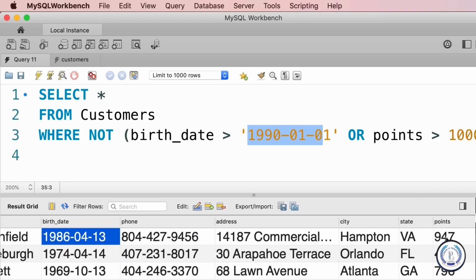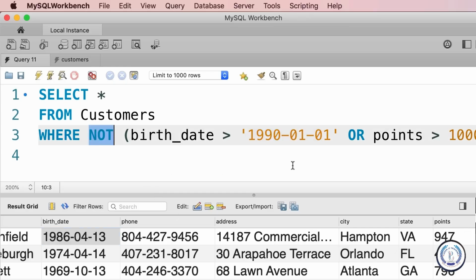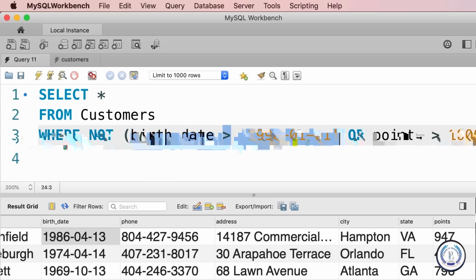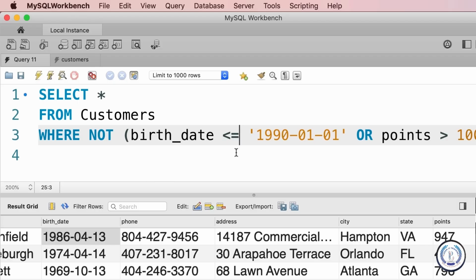Let me show you a trick that I learned in math. Whenever you have a NOT operator, you can simplify your expression like this. We apply the NOT operator to the first condition: people who were born after 1990. How can we negate this condition? Well, the greater than operator becomes less than or equal to. That is the inverse of that condition, right?